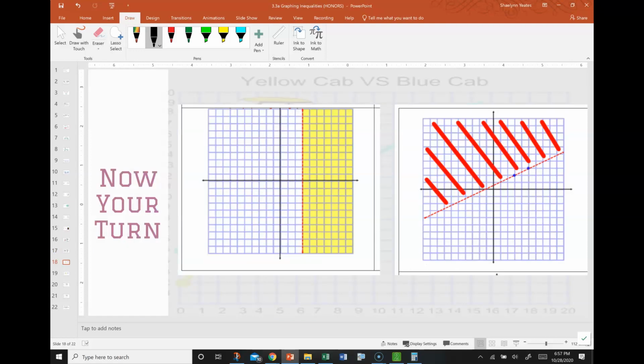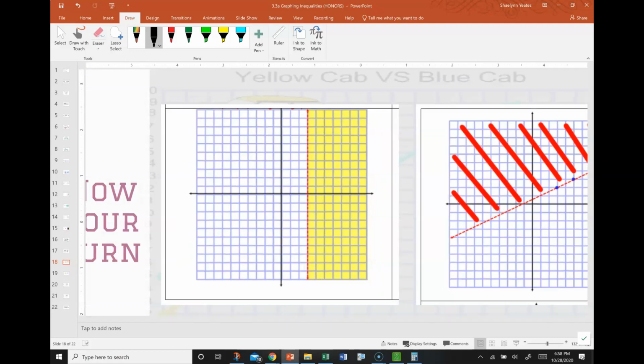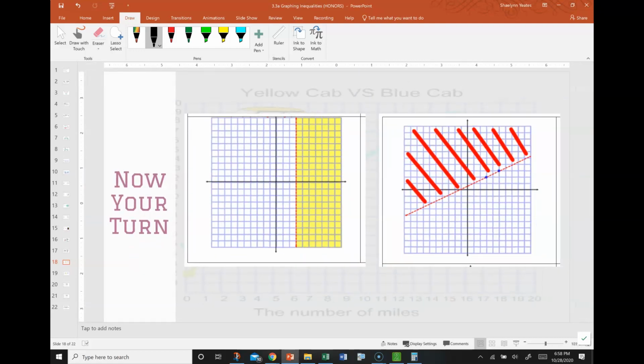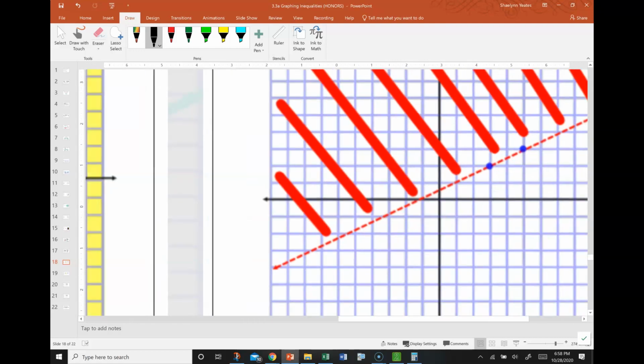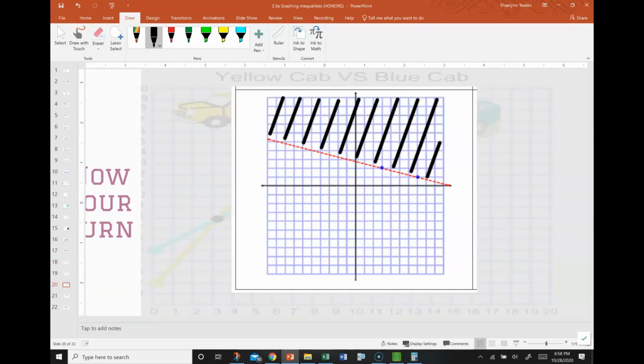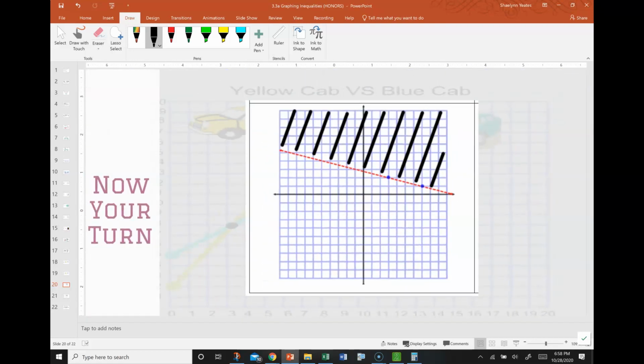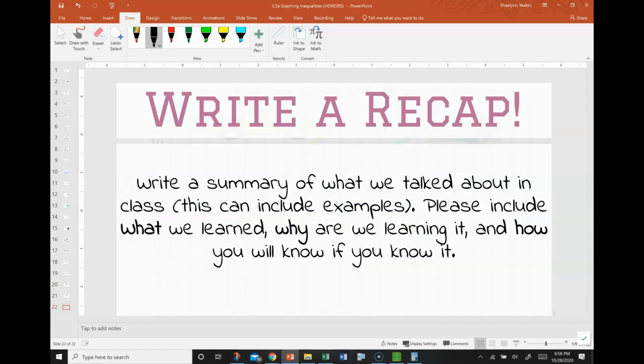Ta-da! All right, I want you guys to go ahead and give these a try. Notice that this one is a beautiful X-only line, and it should point the direction of the shading. It's the only one. Then you're going to have one on the right. It doesn't hit a pretty point, so you're going to have to figure that one out. Then you've got this one right here. Again, it doesn't hit a pretty point. You're going to have to figure that one out. And once you finish that, go ahead and write your recap, and you are done for today.